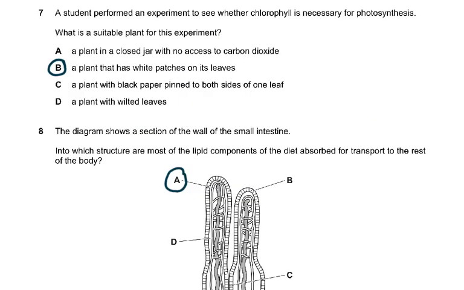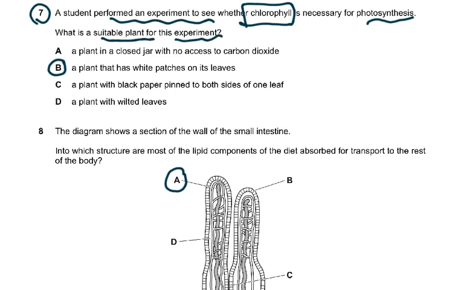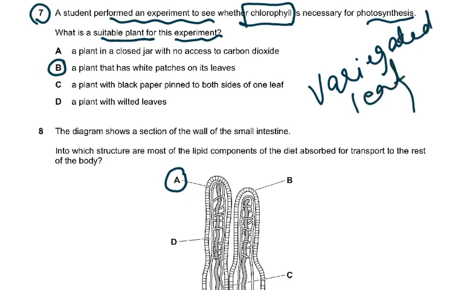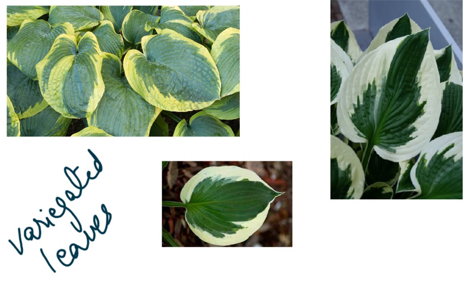Coming to question number 7. A student performed an experiment to see whether chlorophyll is necessary for photosynthesis. What is a suitable plant for this experiment? You see, you can't remove chlorophyll and then do an experiment. So what you do is you take a variegated leaf. And what is a variegated leaf? A variegated leaf is one which has got green and white patches. As you can see here, these are different examples of variegated leaves.